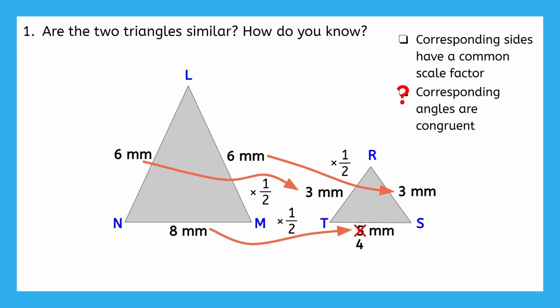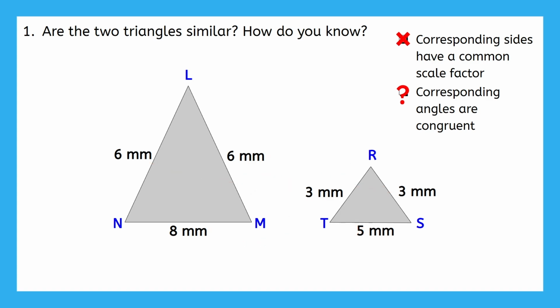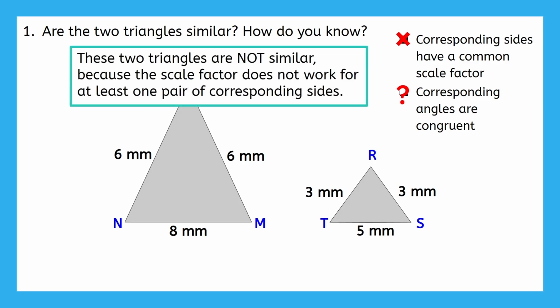So since one of our similarity requirements is not true, that's enough proof for us to say that these triangles are not similar. My final answer is that these two triangles are not similar, and my reason is because the scale factor does not work for at least one pair of corresponding sides.